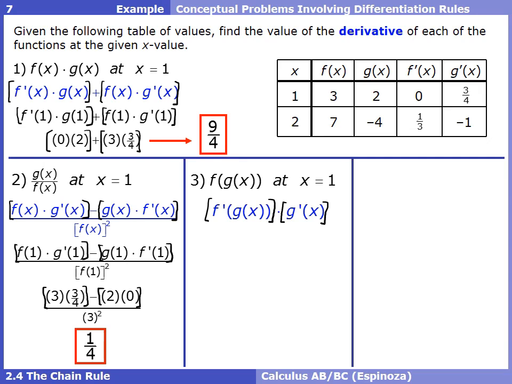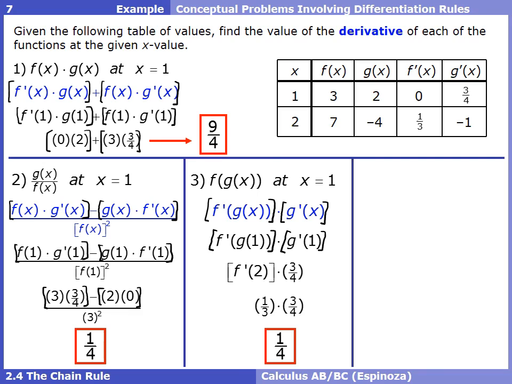Again, a conceptual application, since we don't know what these functions are. After that, all we need to do is plug in our x value of 1. So we're going to have f prime of g of 1 times g prime of 1. The first numbers we need to look up are g of 1 and g prime of 1. g of 1 is 2, g prime of 1 is 3/4. Now we need to look up a second number. Now we have f prime of 2. f prime of 2 is 1/3 from the table, and we're going to multiply that by 3/4. Once you multiply those, the 3's will reduce out, and we're left with an answer of 1/4.